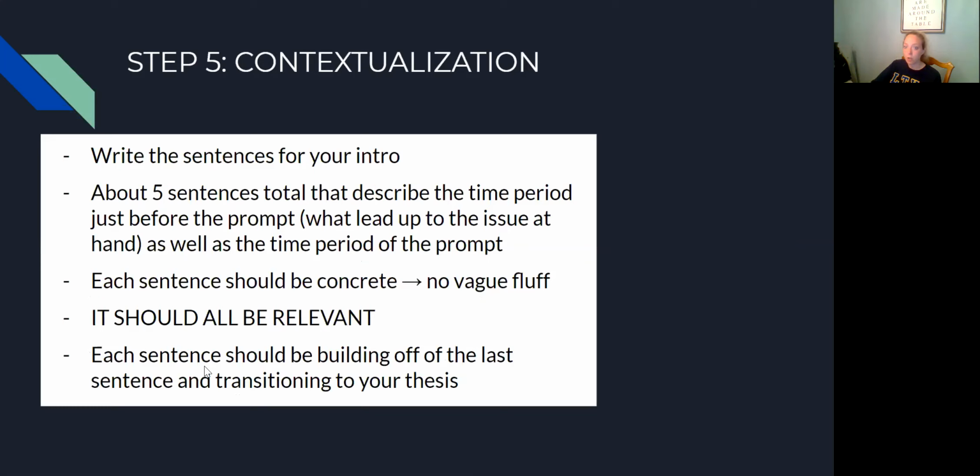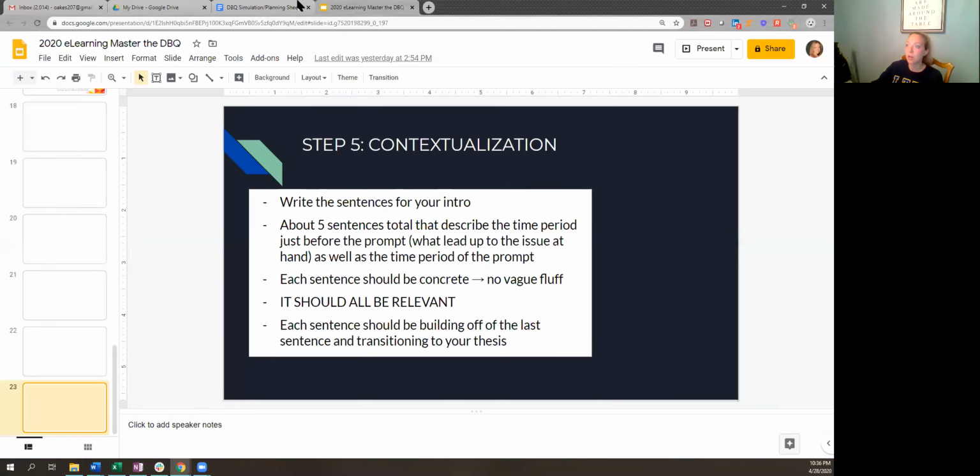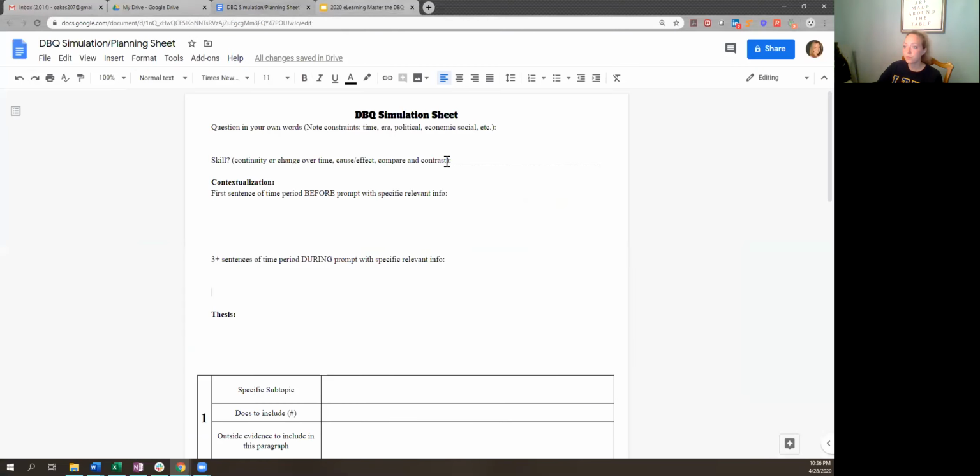All right, so that is all kind of like the tips of how you should use these first 10 minutes. Again, in your contextualization, all of this should be leading up to the prompt. So keep your thesis in mind when you're selecting what should be in your contextualization. It should kind of all build up onto each other, and you're slowly building the story up until your thesis. The one other thing I want to show you is the document I created that is like the simulation or planning sheet. So this is going to help you break down the prompt and plan out what you're gonna do in your essay.